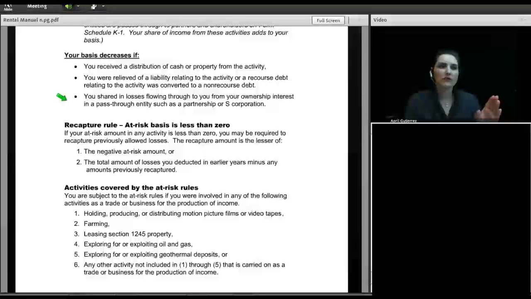That loss will flow through to me, and I claim that loss on my tax return. And because I'm able to claim that flow-through loss, my at-risk amount has now dropped from $10,000 to $7,000. I'm allowed to claim the $3,000 loss in full.